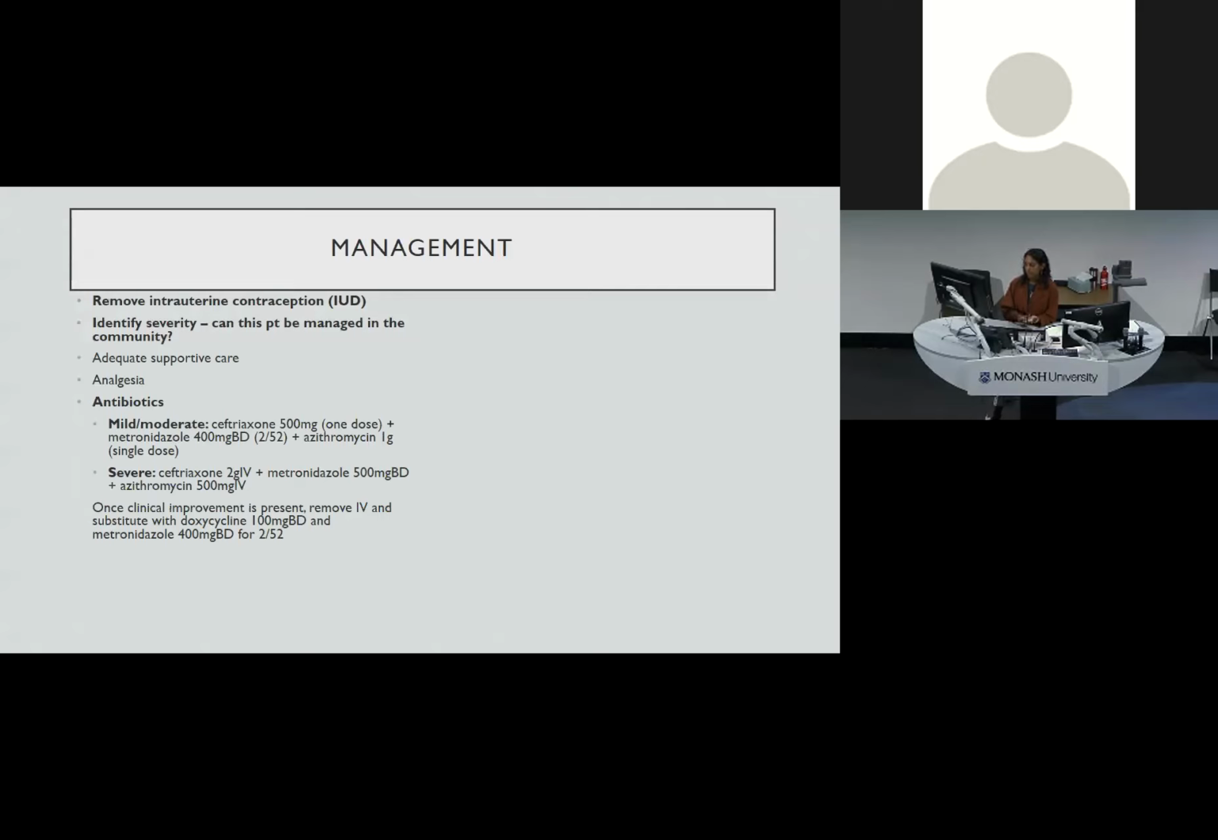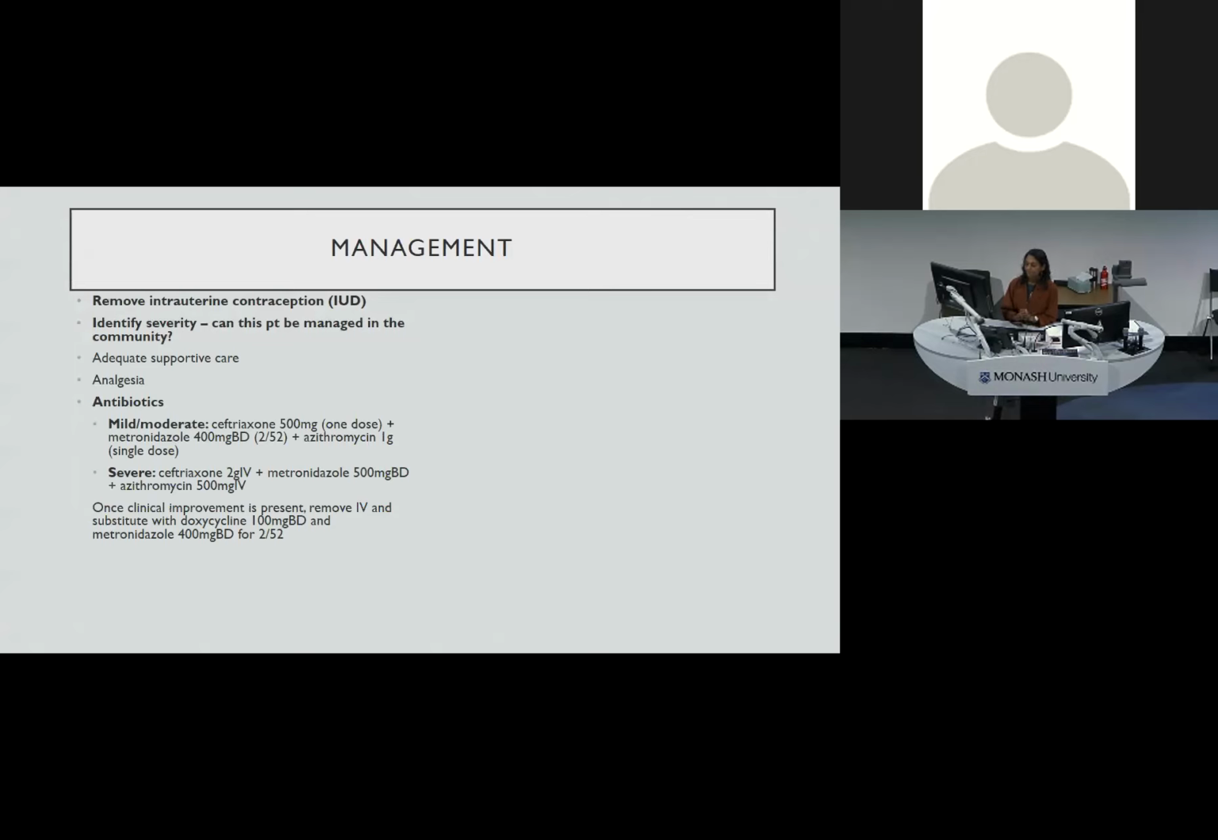So ceftriaxone and azithromycin are just one dose, and that's enough. And then you continue with 2 weeks of metronidazole. So essentially, azithro targets chlamydia, ceftriaxone targets gonorrhea, and your metro targets your anaerobes.